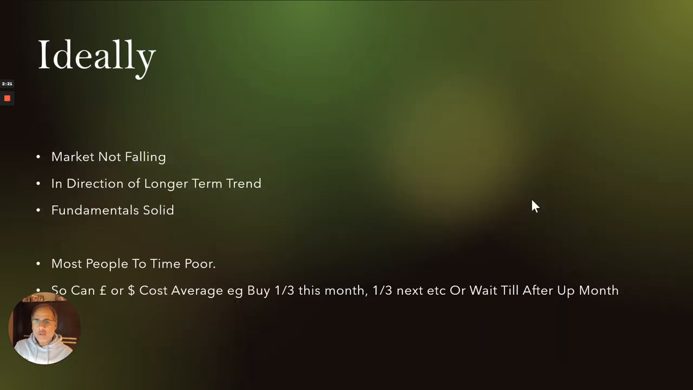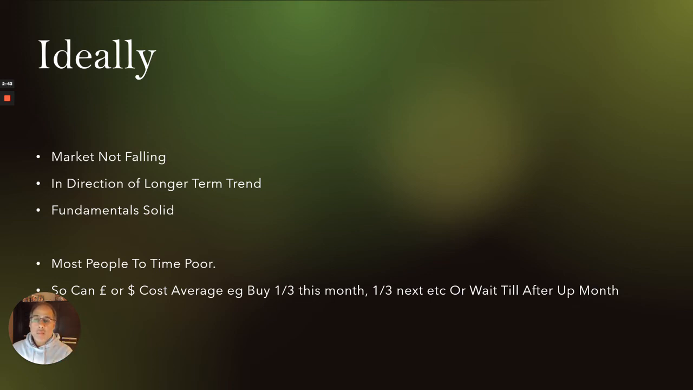The thing is, I also ideally want this situation to be where the broader market is not falling. I want to be buying into a stock in the direction of a longer term trend, and I want the fundamentals to be solid. Now, most people are too time poor to be doing this. They don't have the time to go through this, which is fair enough. So in their case, they can either pound or dollar cost average.